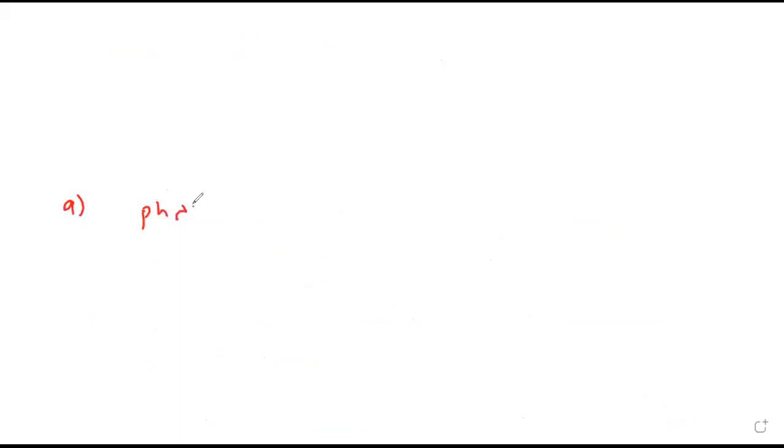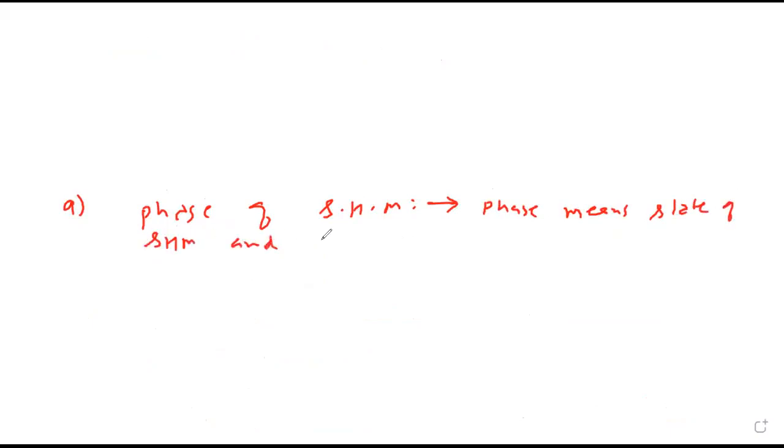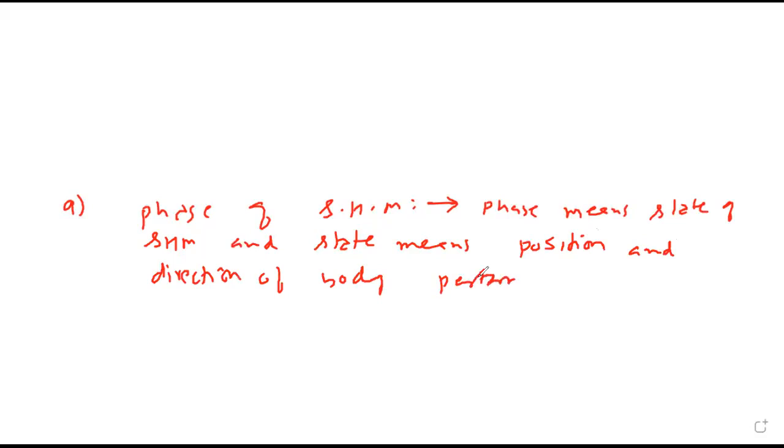What is phase of SHM? Meaning of phase of SHM? See, phase means state of SHM, and state means position and direction of body performing SHM. Position and direction of body performing SHM.